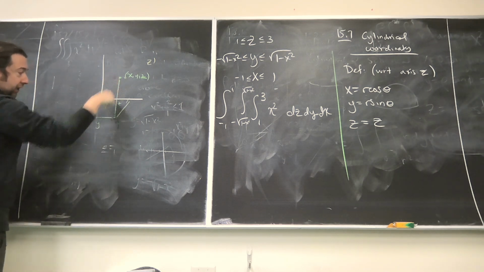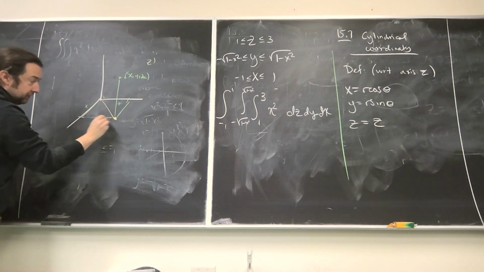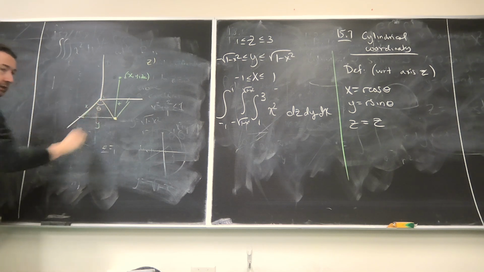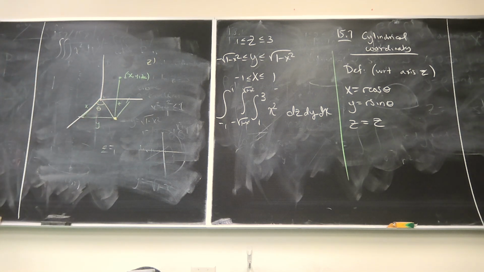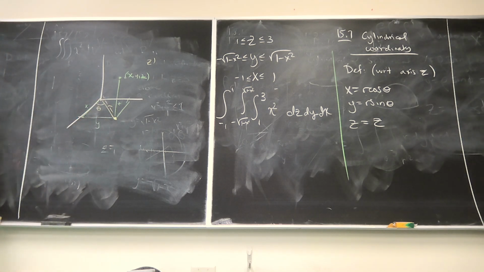Then look at the shadow of that point in the xy plane. This angle right here is the angle theta. And the length of that line segment down here is r. So you're basically saying use polar coordinates in two of the variables and then just go up or down in the third one.